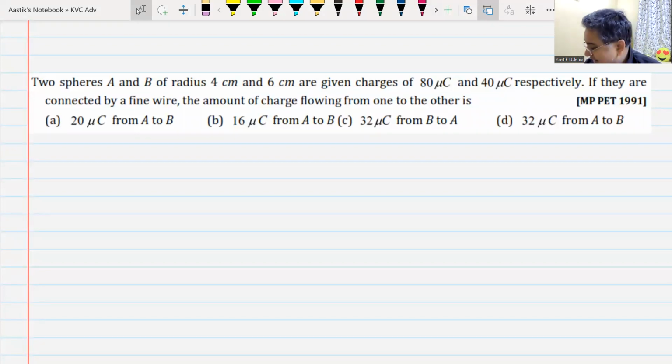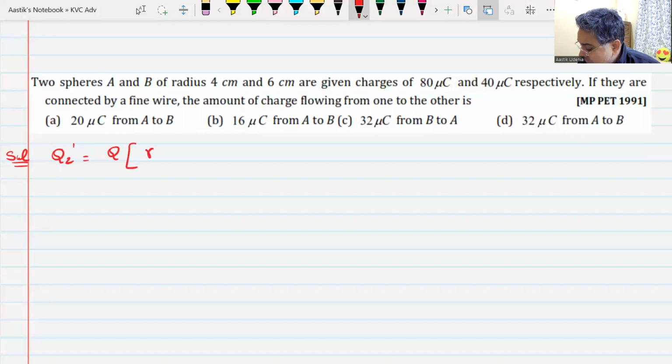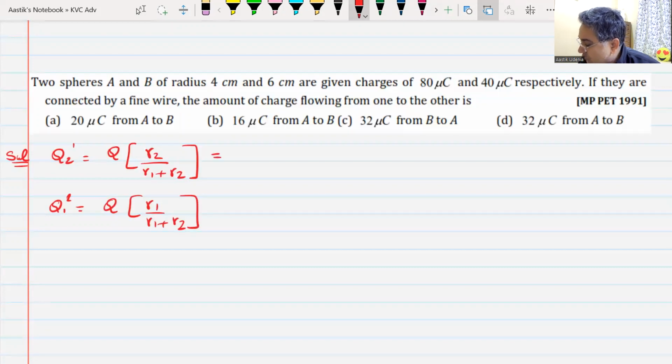Option D, that is correct. You can find out. I've already given you the formula. You can find out the value of Q2 dash. Q2 dash will be equal to total charge Q into radius R2 divided by R1 plus R2. Yes or no? Yes. And similarly, Q1 dash will be equal to Q into R1 divided by R1 plus R2. So Q2, the charge on the second sphere, is how much? And the first sphere is how much?